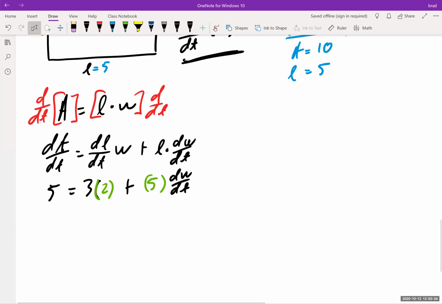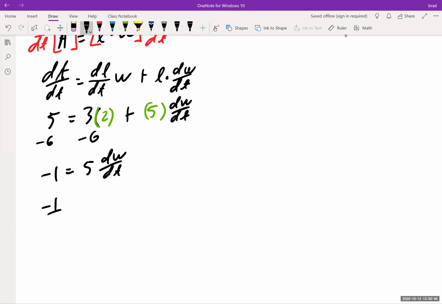Okay, so now we just solve for dW/dt. So this is going to be minus 6 on both sides. So we get -1 equals 5 dW/dt. Divide both sides by 5. So this becomes -1/5 equals dW/dt. Now we can bring the label back in. What was it, centimeters? Yep. So -1/5 centimeters per second. Okay, that's how fast it's decreasing.